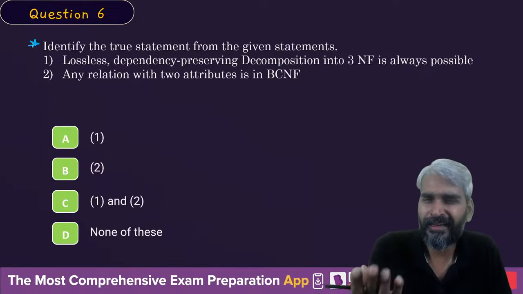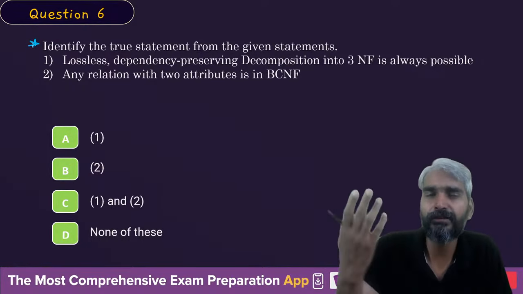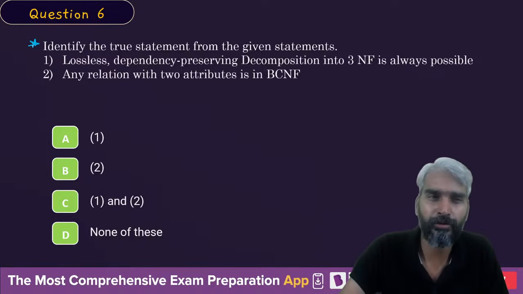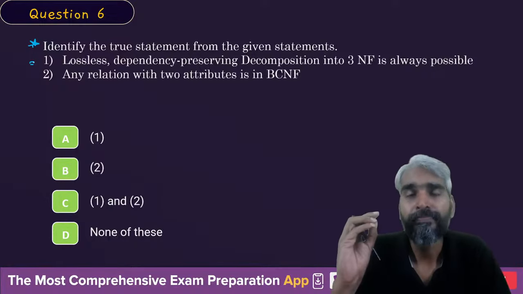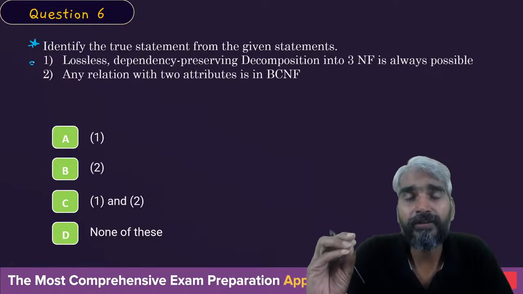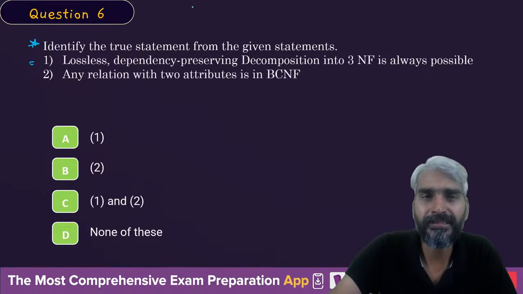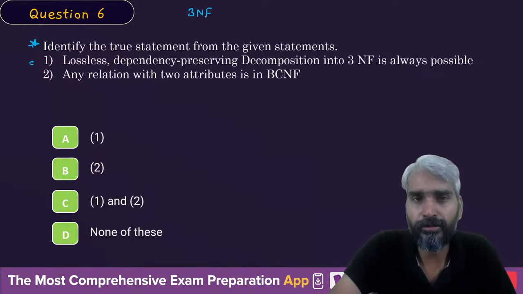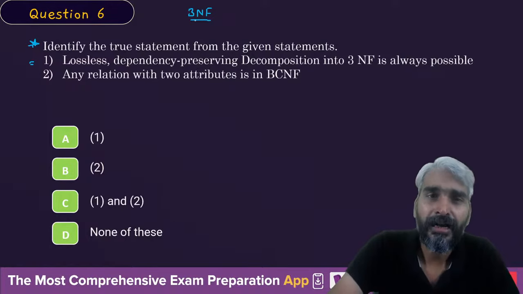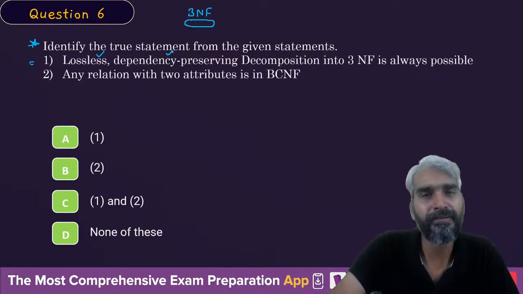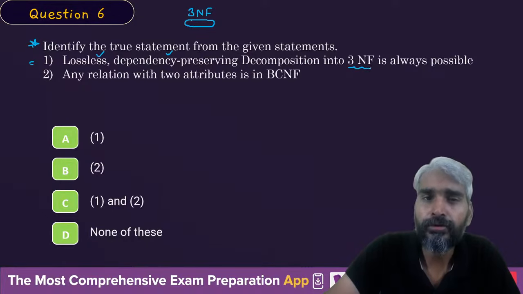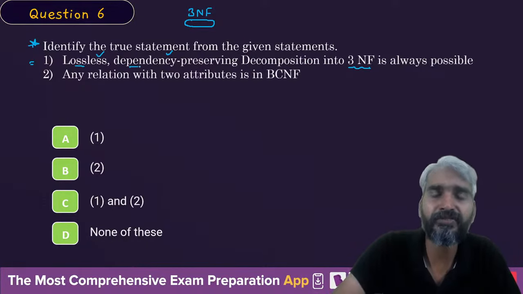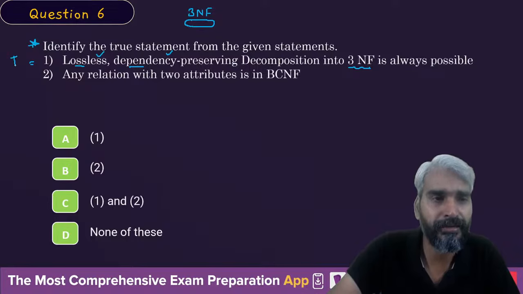In NIELIT or ISRO, if they ask a question related to dependency preserving and lossless, it will only be related to such properties, what is allowed at what level. The most adequate form of a relational database is considered 3NF because you can always decompose a relation up to 3NF while ensuring lossless join as well as dependency preservation. Therefore, you can always decompose a relation into 3NF such that it is lossless as well as dependency preserving. Therefore, this statement 1 is true.